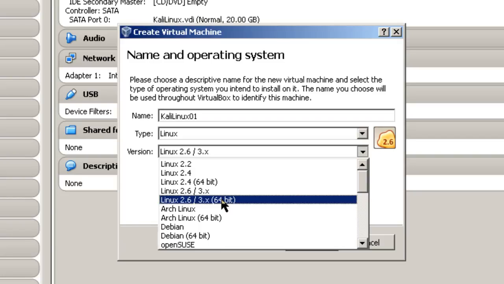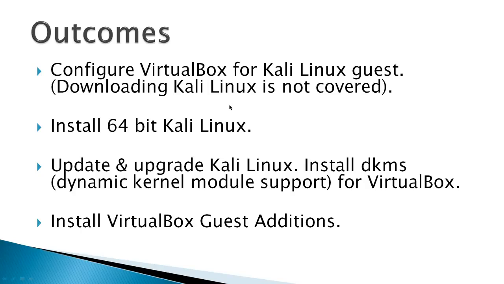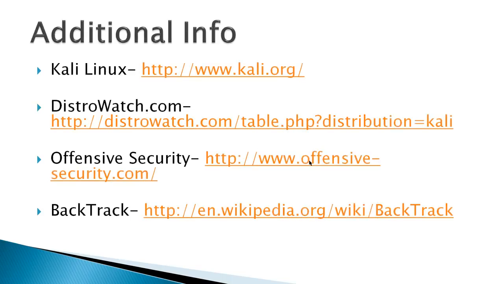Outcomes for this video would be to configure VirtualBox for a Kali Linux guest. Downloading Kali Linux is not covered. Install a 64-bit Kali Linux. Update and upgrade Kali Linux and install DKMS, dynamic kernel module support. But you can do it with 256 megabytes if that's all you have.